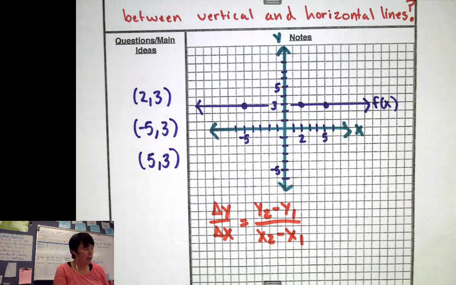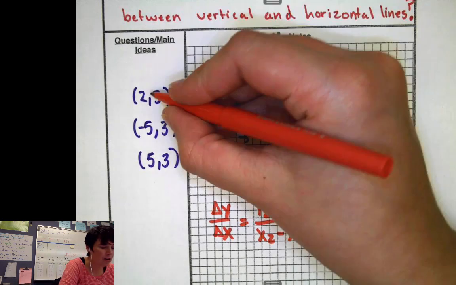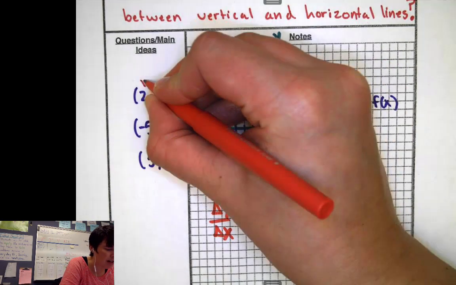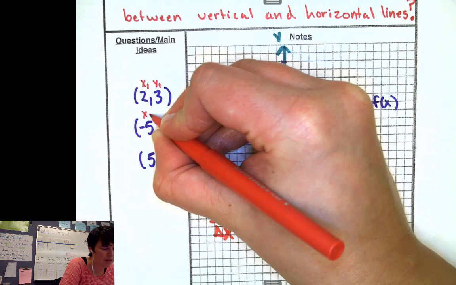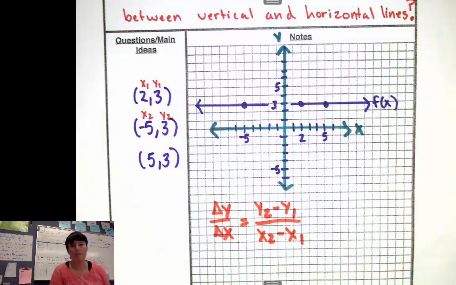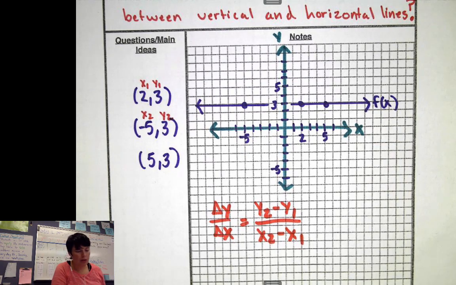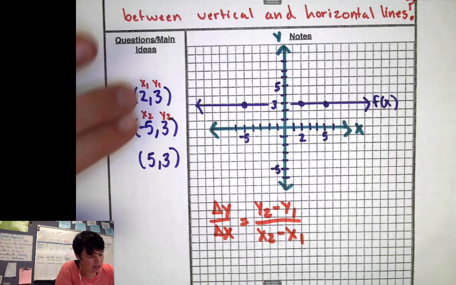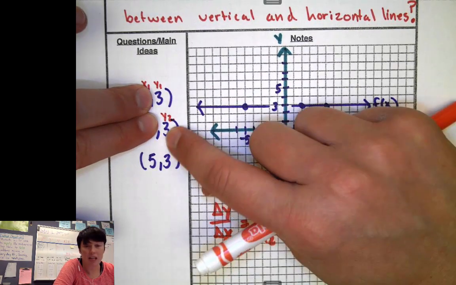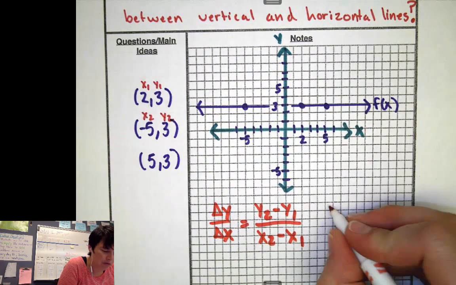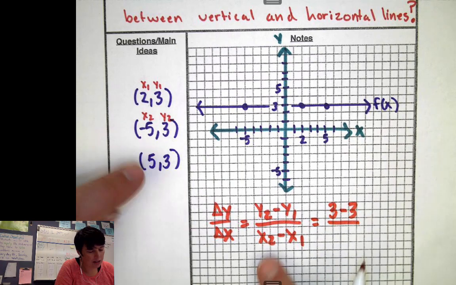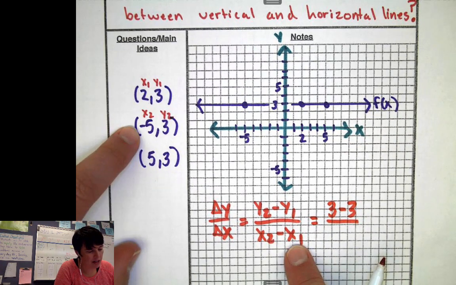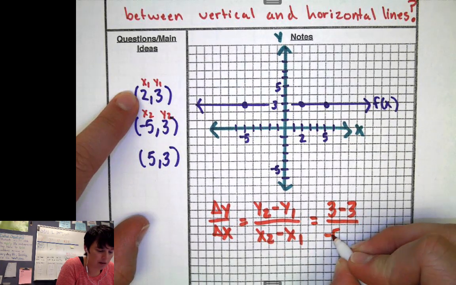And in this problem, I'm going to have to pick which 2 points I want to use. It really doesn't matter. So up here, maybe 2, 3 could be my x1, y1. And negative 5, 3 could be my x2, y2. Kind of picking those at random. And if that's what I'm going to choose, then y2 minus y1, let's see, the y's are 3 and 3. So it's going to be 3 minus 3 over x2 minus x1. So that'd be negative 5 take away 2.